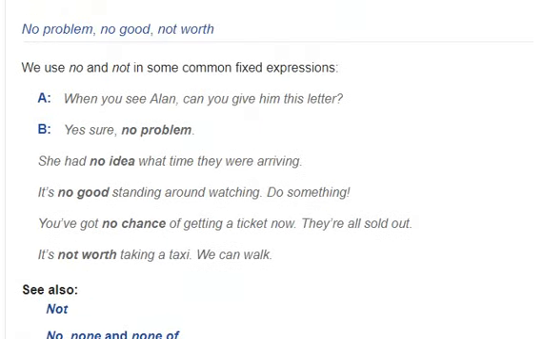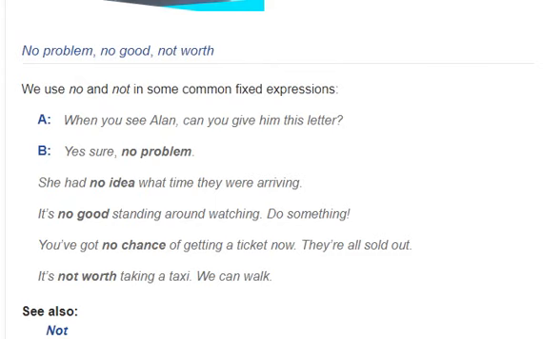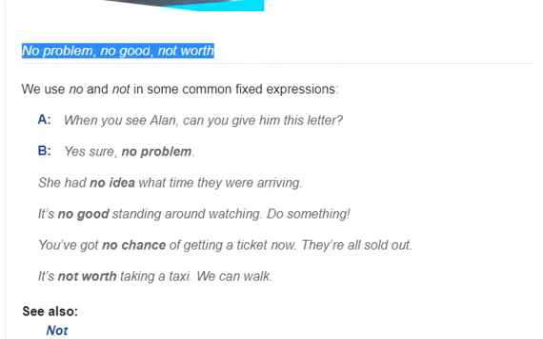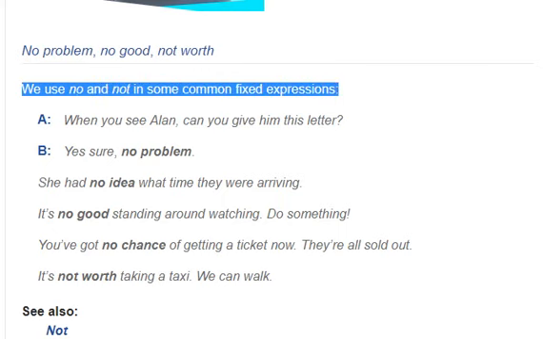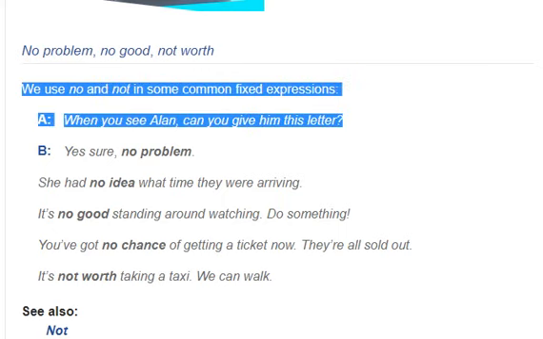Ó, tem mais esse aqui. No problem, no good, not worth. We use no and not in some common fixed expressions. When you see Alan, can you give him this letter? Yes, sure, no problem. Se você falou not, você tem que falar not a problem. Yeah, yes, sure, not a problem. Não vai falar not problem.